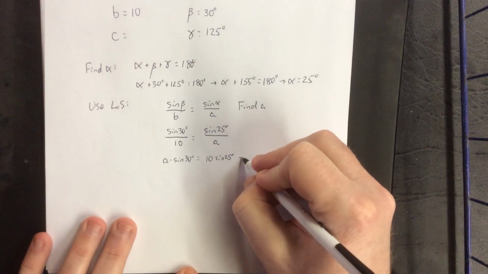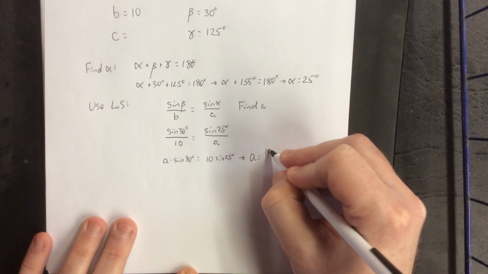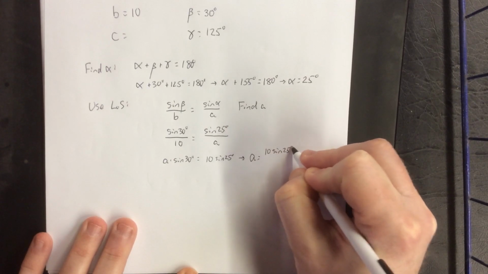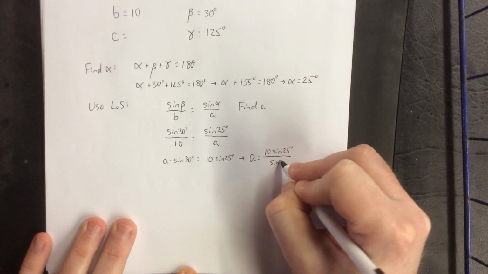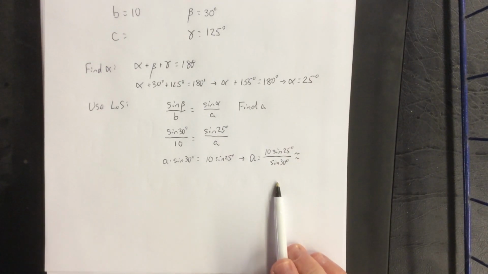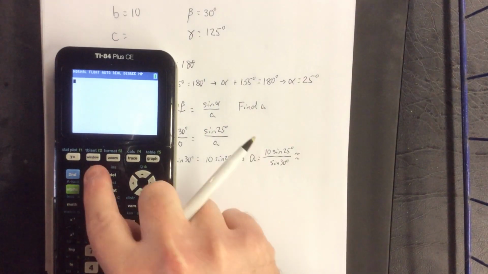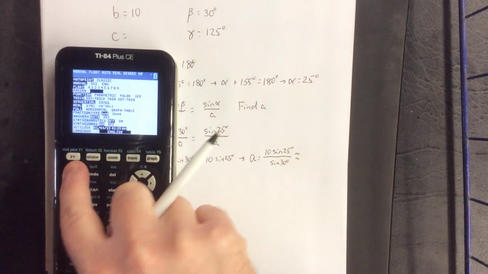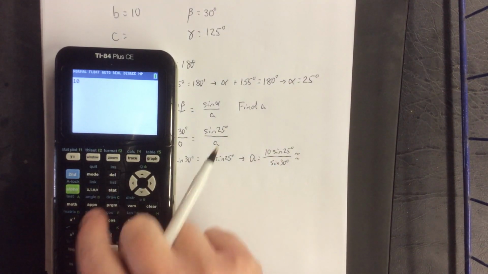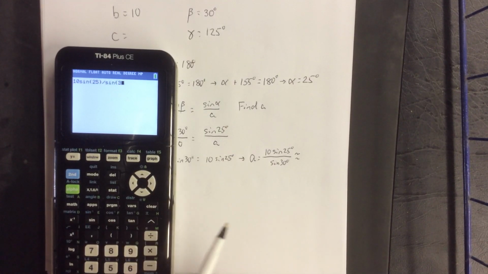For a final answer for a, we'll divide both sides by the sine of 30 degrees, and we will get a is equal to 10 times the sine of 25 degrees divided by the sine of 30 degrees. If you're looking for an exact form of your final answer, that would be it. Otherwise, we can use our calculator to approximate the answer. We'll make sure the calculator is in degree mode. It is, that's good to see. So 10 times the sine of 25 degrees divided by the sine of 30 degrees. This would be our approximate answer.